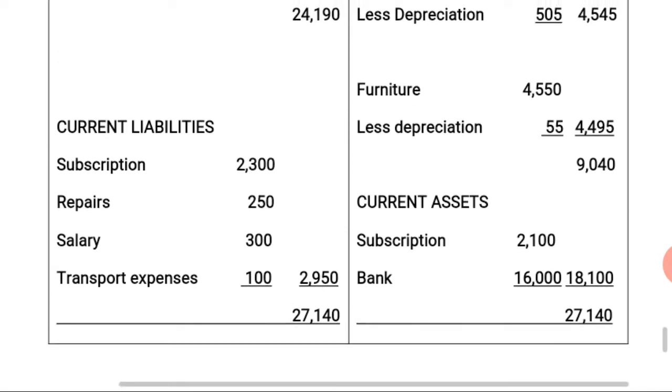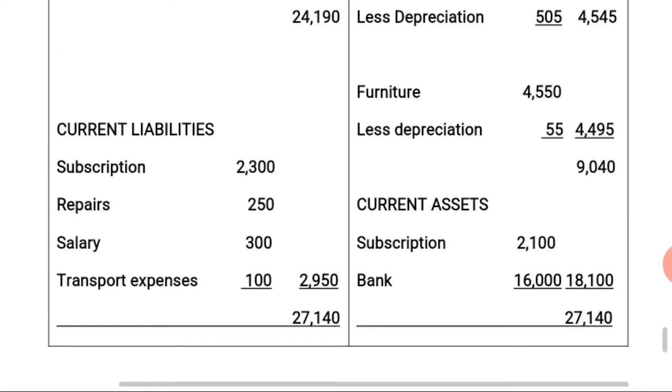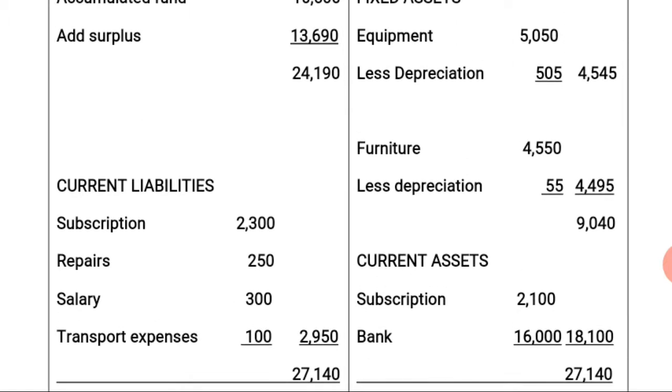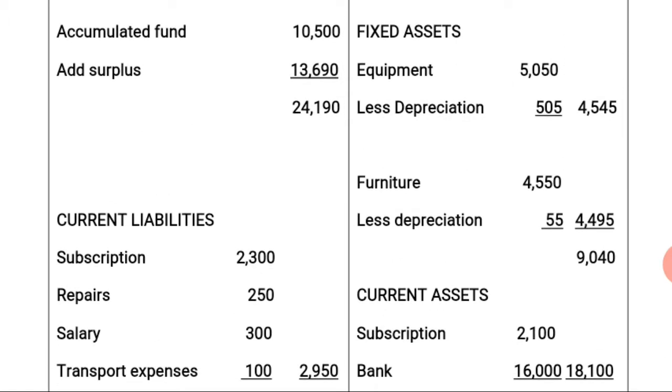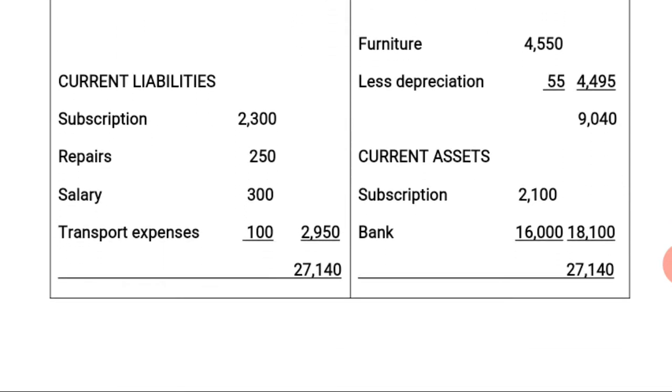So we have to add the value of the current liabilities to the value of our accumulated fund plus surplus, which was 24,190 naira. Then we arrive at the total of 27,140 naira. So by comparing the two sides of our balance sheet, we can now say that our balance sheet is totally balanced with the figure of 27,140 naira on both sides.